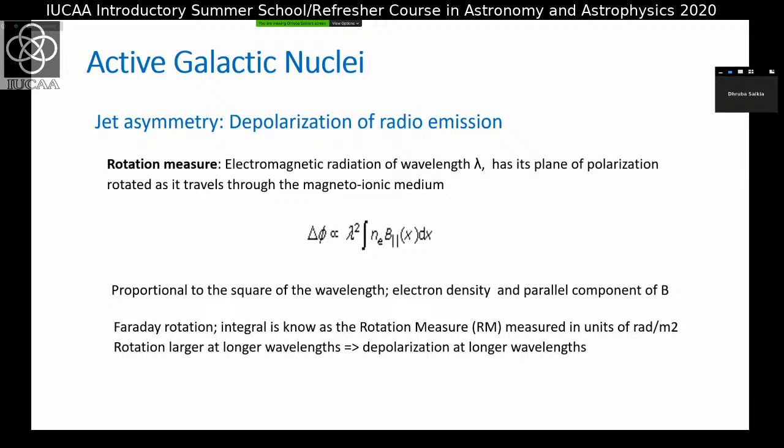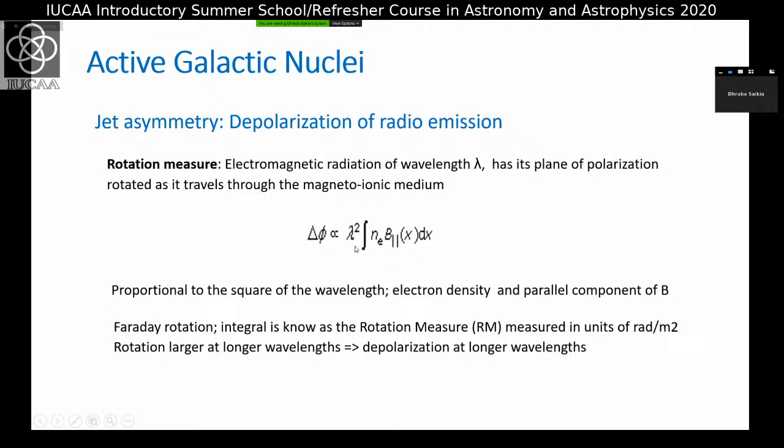Electromagnetic radiation, this is something which you would have done earlier, of wavelength lambda has its plane of polarization rotated as it travels through a magneto-ionic medium. The degree of rotation, by how much it changes, is proportional to the square of the wavelength, and the electron density and the parallel component of the magnetic field integrated over the line of sight.